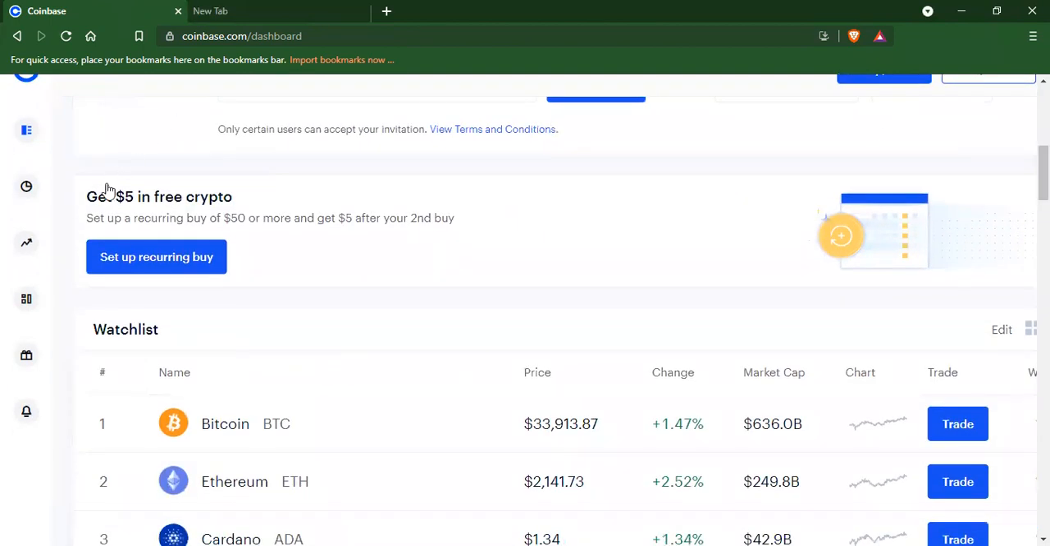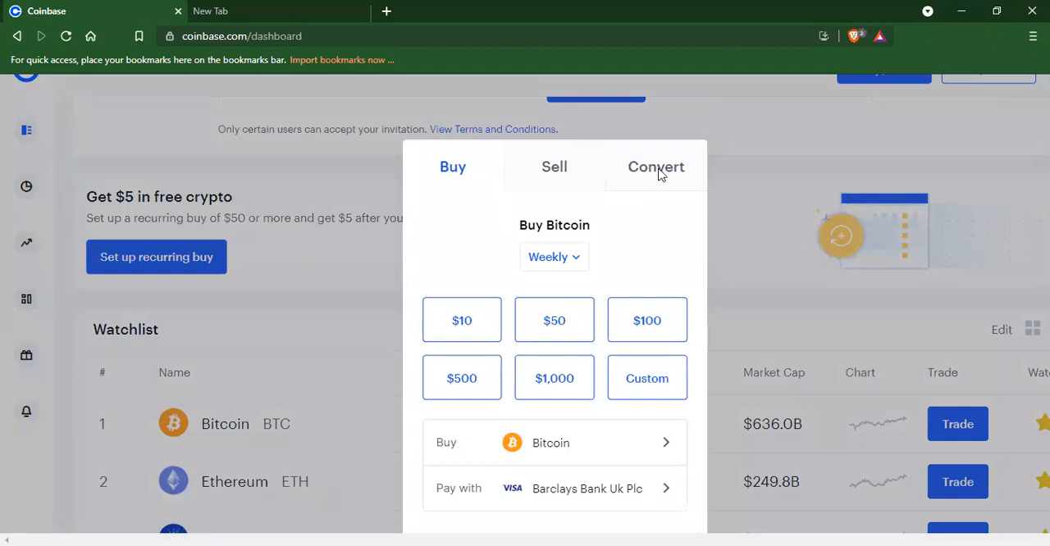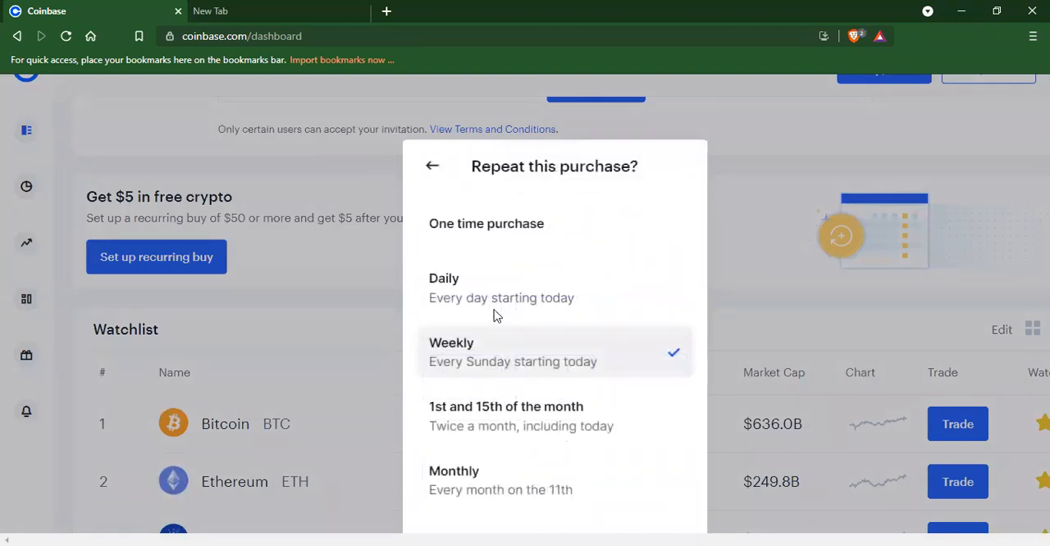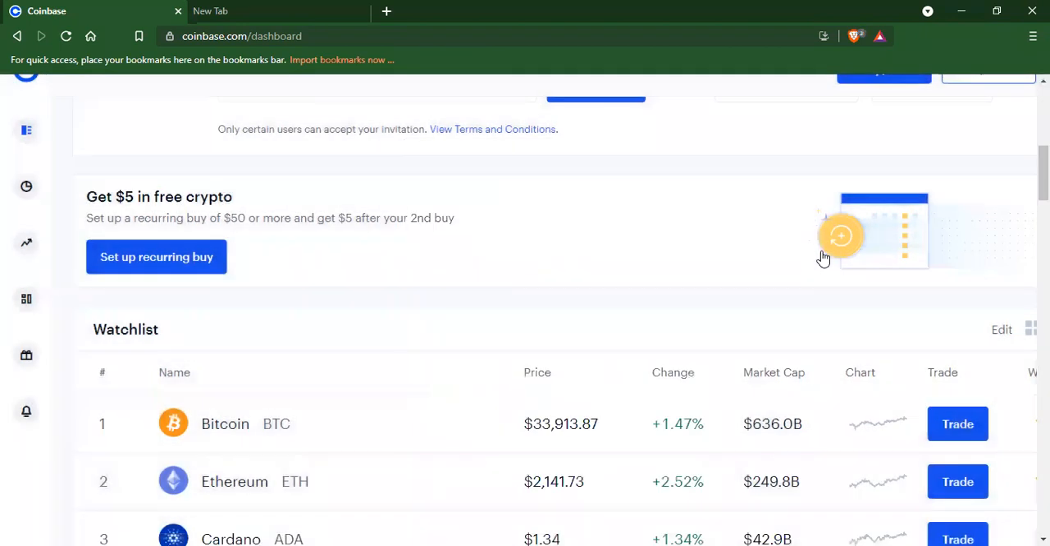And then the second step is using DCA. This is set up with Coinbase. DCA basically means dollar cost averaging. Like you can buy weekly, you can buy daily, you can buy on the 1st and 15th of the month, you can buy monthly. It's basically what works for you. And you can buy as low as $10, you can see there.